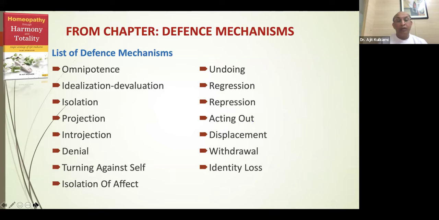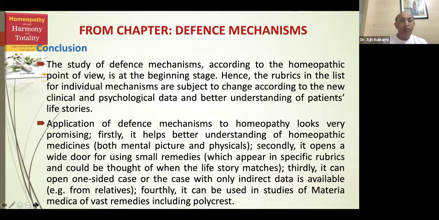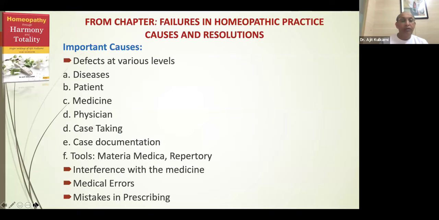Okay. Then now defense mechanism. These are what I already told you. Yes. Then failures in homeopathic practice. Now this is a chapter which is very important. Important causes. I have just told you something.